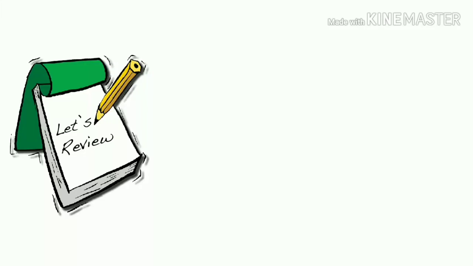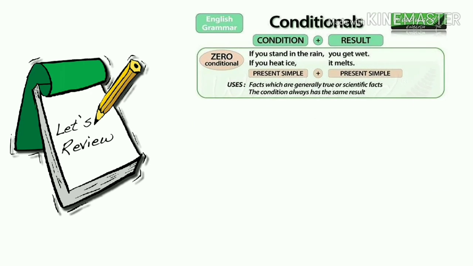Now we're done with conditional type 1. Let's have a quick review of conditional type 0 and conditional type 1. Conditional type 0 is composed of a condition plus result. It is used with the simple present and simple present. So if you stand in the rain, you get wet. If you heat ice, it melts. We use it for facts which are generally true, or scientific facts. The condition always has the same result.